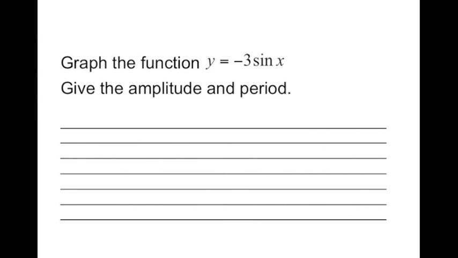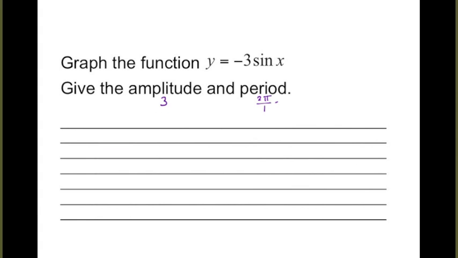The one other change that we can make to a graph is to have a negative with our A value. Our amplitude is always going to be a positive number. Okay? Amplitude is defined as being the absolute value of A. It's the height, and we're always going to think about height as being a positive value. The period is going to be 2 pi divided by B. There's nothing by the x, so the period is just going to be 2 pi.